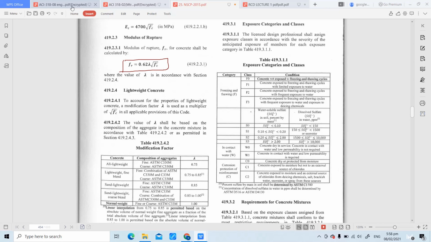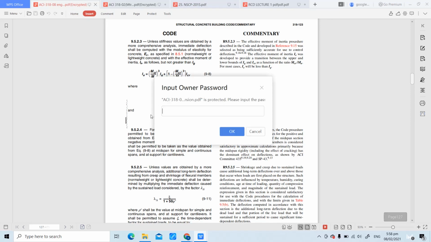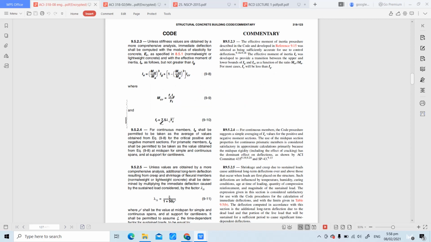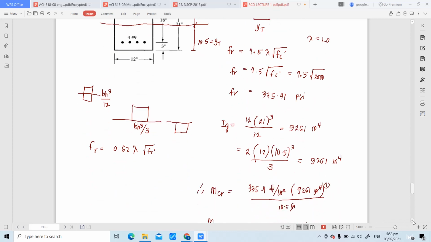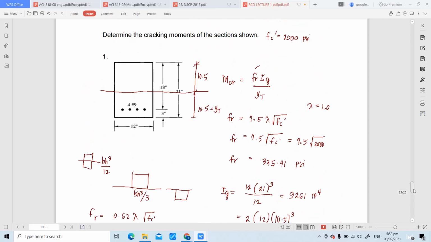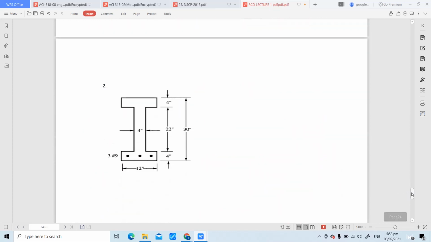Ito naman yung formula kapag English unit. That is FR equivalent to 7.5 lambda square root of FC prime. No? So, nasa codes lahat yun. Okay. So, any questions po? Baka may mga clarifications po yung iba din. Okay, let's proceed to another cross-section.